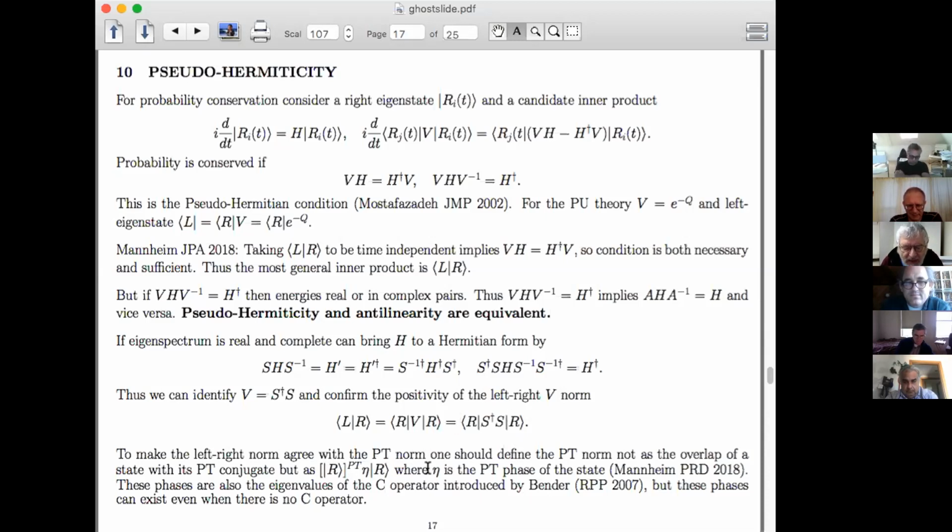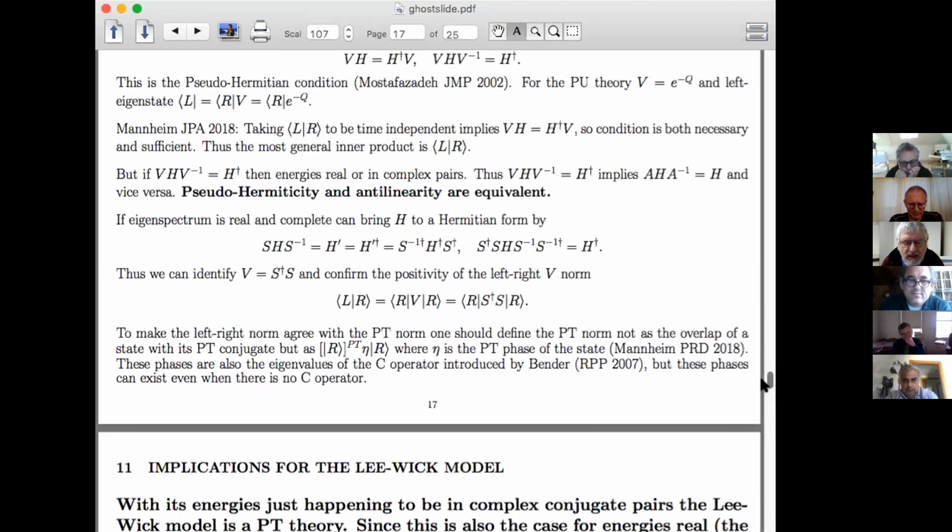Now, the eta is the eigenvalues of the C operator that Carl introduced. And so you can think of the C operator as an independent operator, or it's the matrix of the phases, the PT phases of the right eigenstates. Now, what makes it interesting is that these phases can exist even if the C operator doesn't exist. But basically, what we come up with is that the norm is positive definite. So pseudo-hermiticity is an antilinearity.